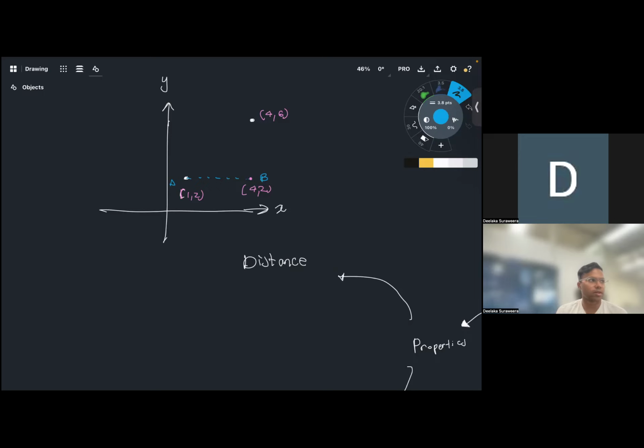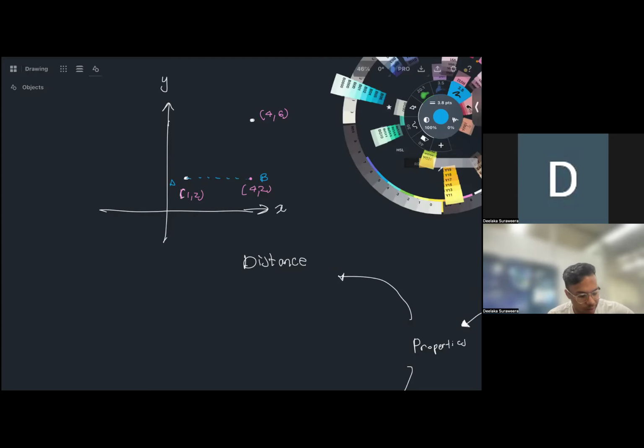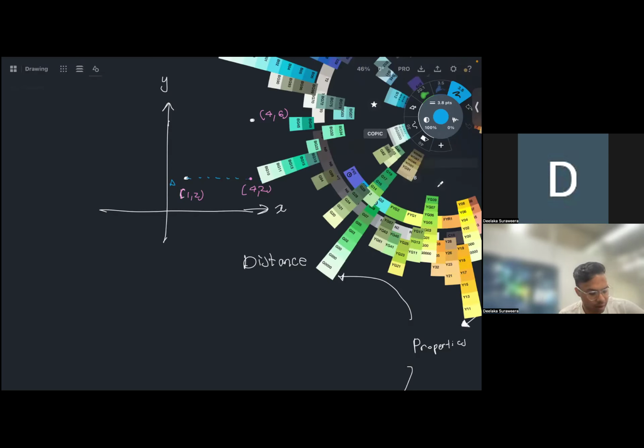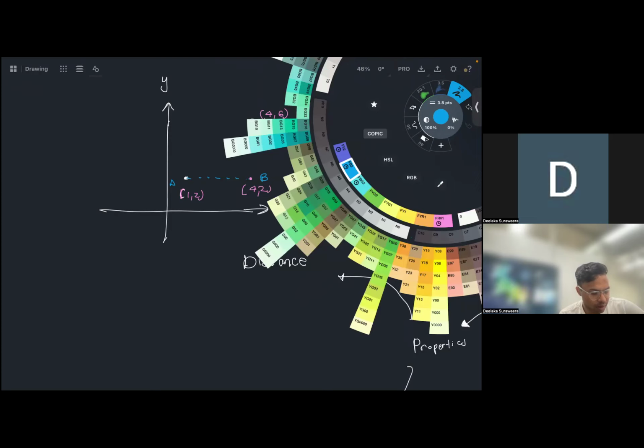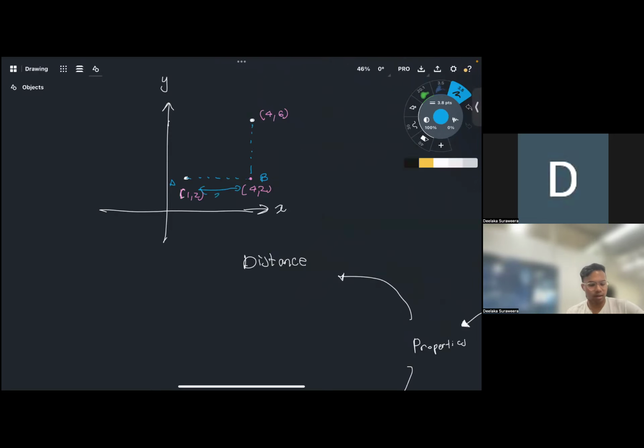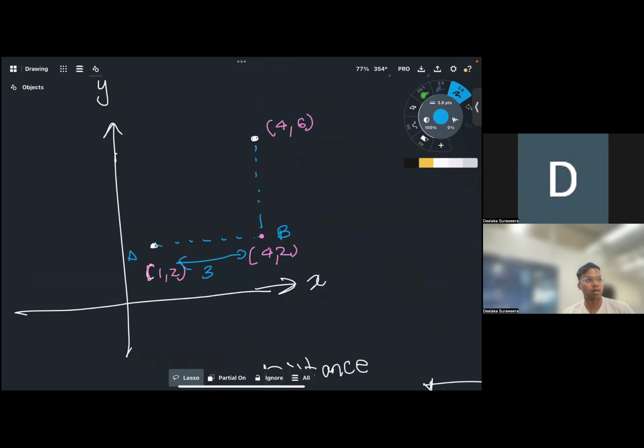3, right? It's 1, 2 to 4, 2. So you increase x by 3, you move right by 3. Okay, perfect. What's the distance from B to C? C is 4, 6. It's 4. You go up by 4 units, 2 to 6, right? 4. Now those are pretty easy. If you're only moving horizontally or only moving vertically, distance is not bad. But what about here?